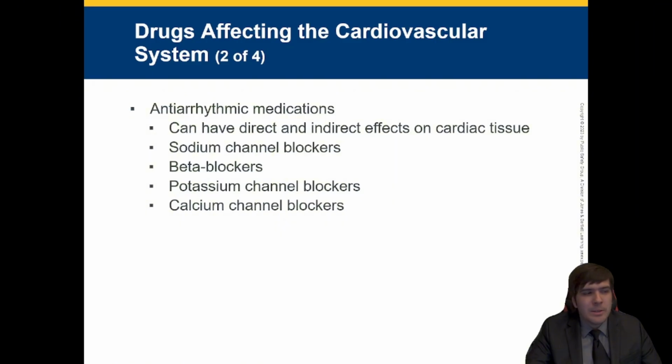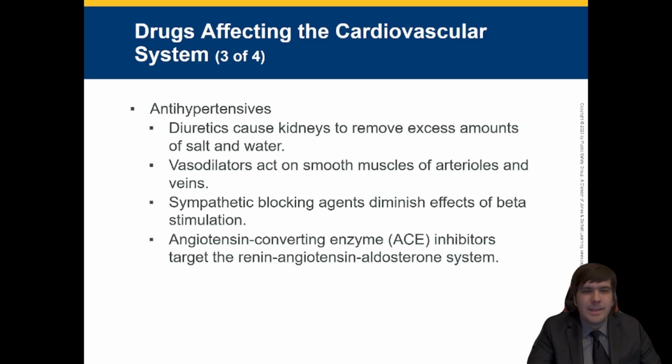Potassium channel blockers increase the heart's contractility, which is positive inotropic. And calcium channel blockers decrease the force of contraction and automaticity and decrease conduction velocity. So that's a negative dromotropic effect.